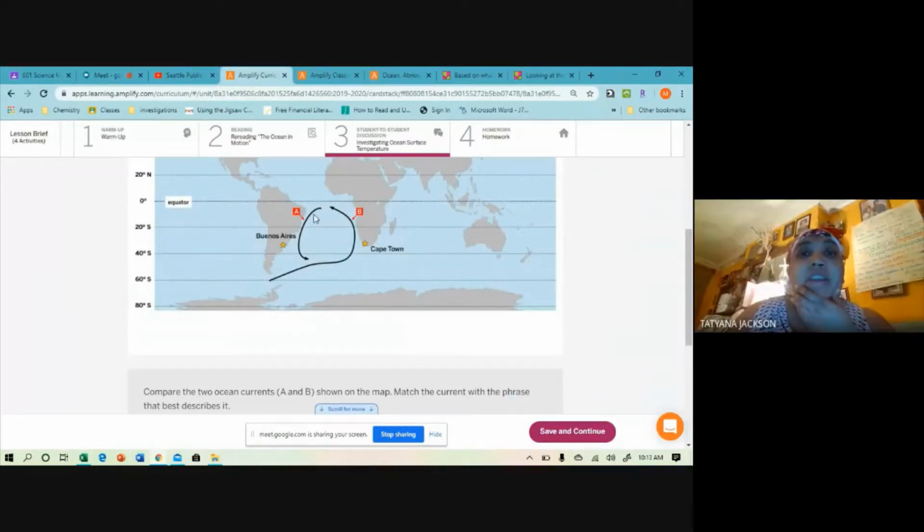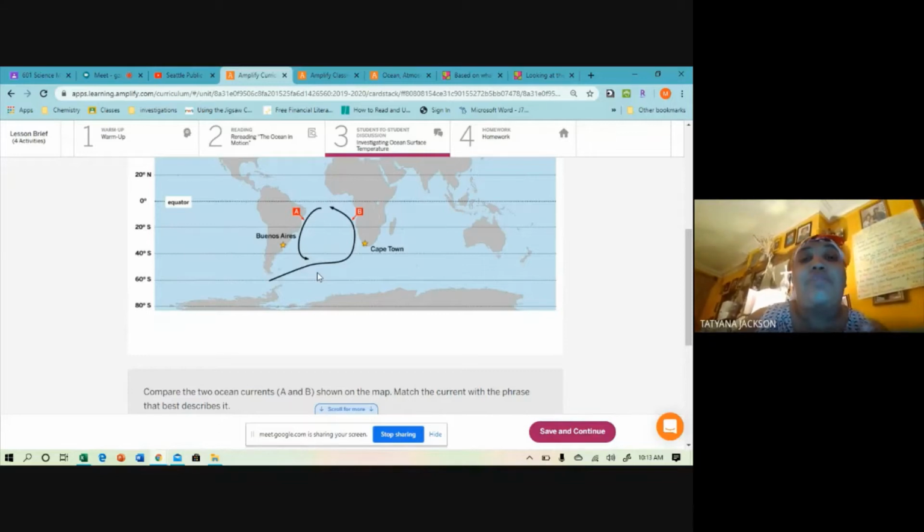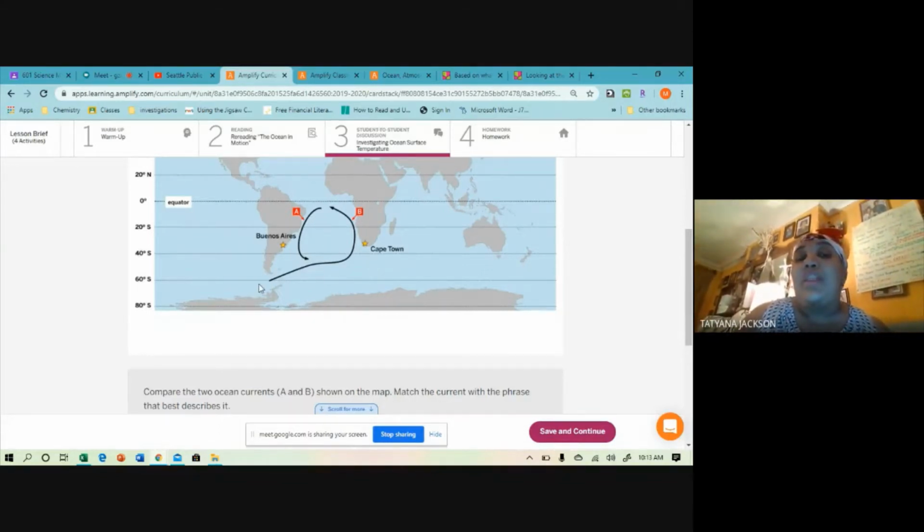So I'll show what I just showed you before again. If we're looking at Buenos Aires, we see that the current by Buenos Aires is coming down from the equator. And since that current is coming down, it's going to bring warmer temperatures than we would expect. Here at Cape Town, we see that the current is coming up from by the poles, right? And since this current is coming up, it's going to be cooler than we would expect it to be. Does that make sense now, Janaya?